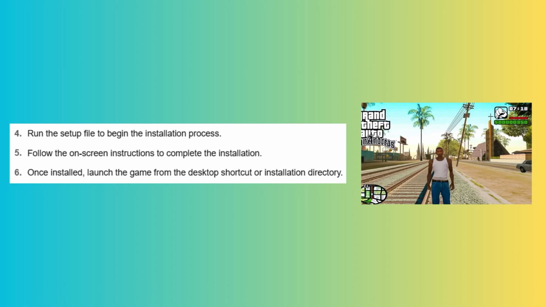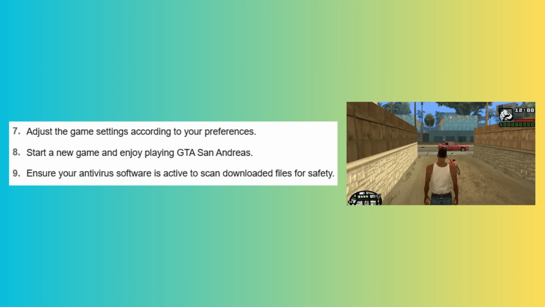Once installed, launch the game from the desktop shortcut or installation directory. Adjust the game settings according to your preferences. Now, start a new game and enjoy playing GTA San Andreas.